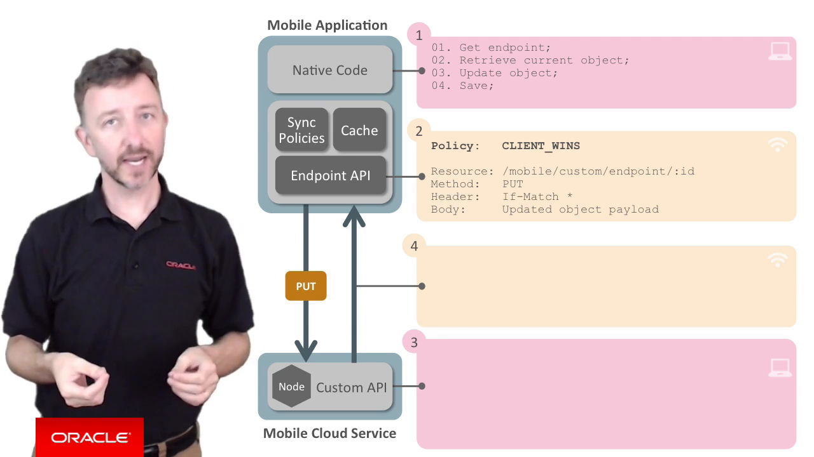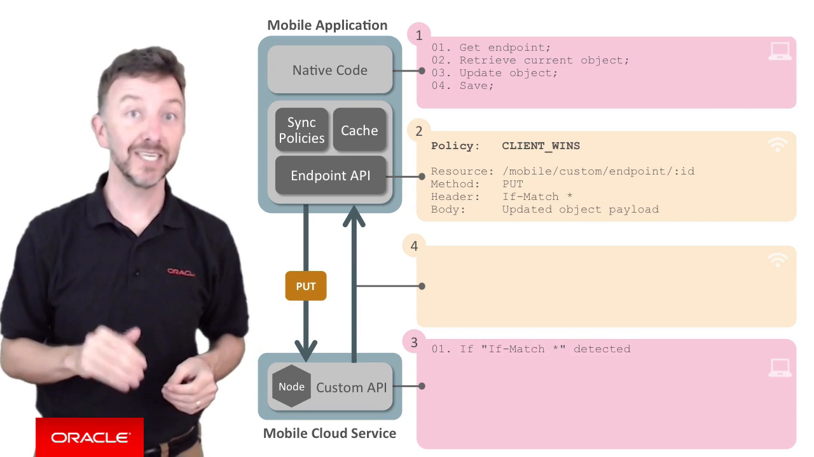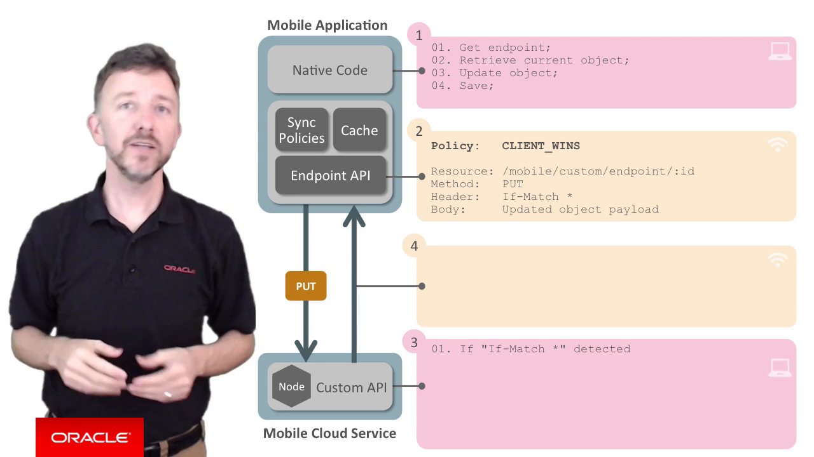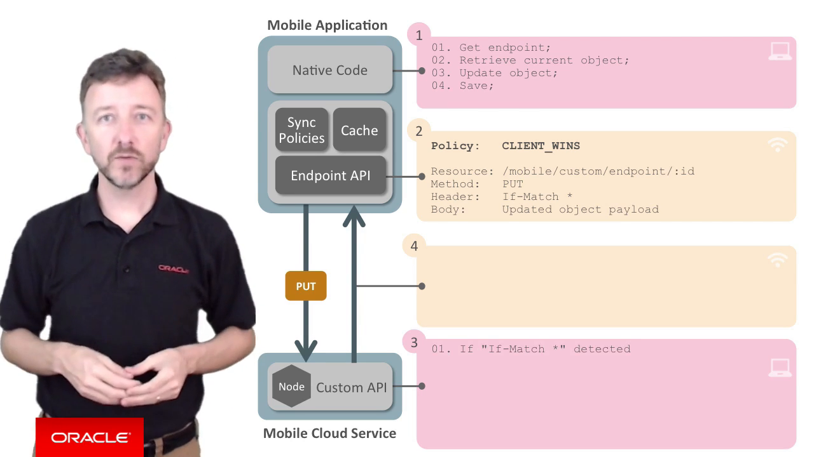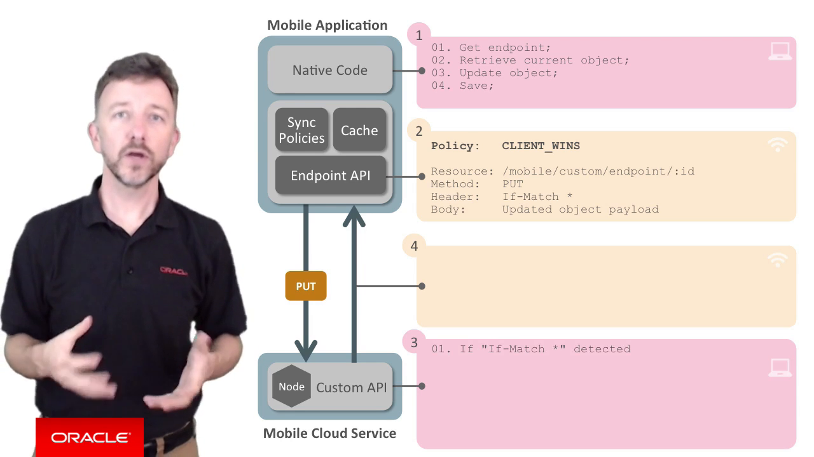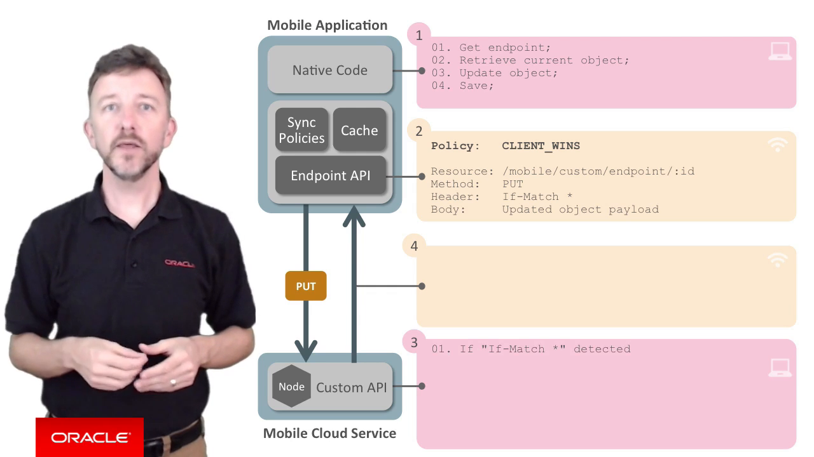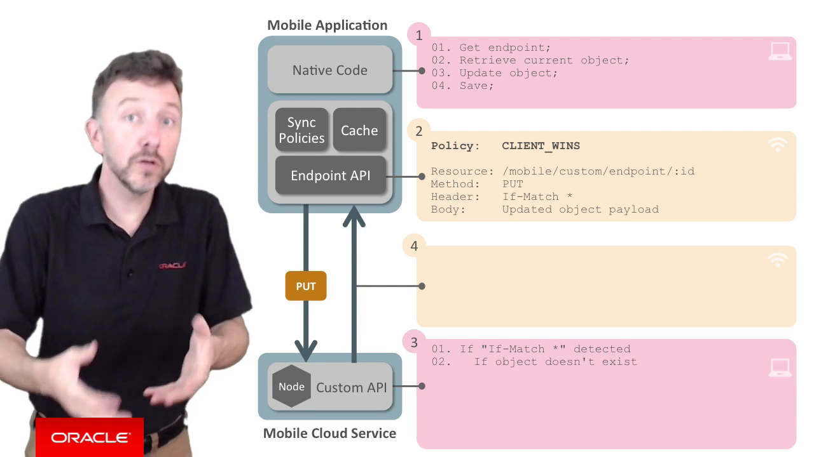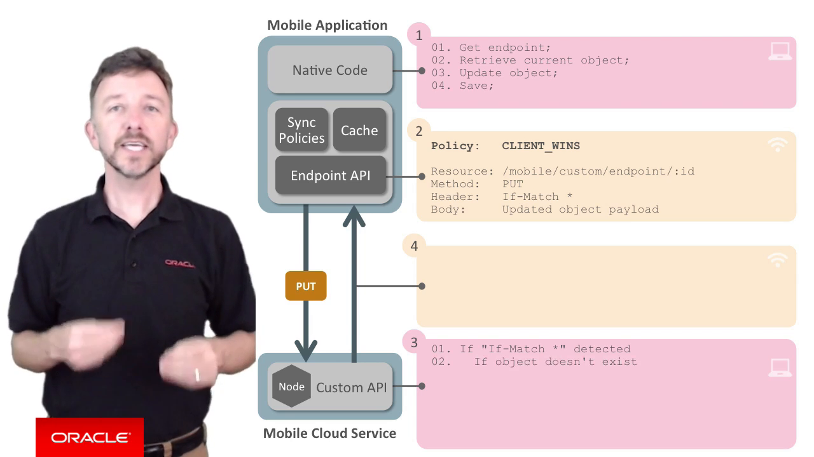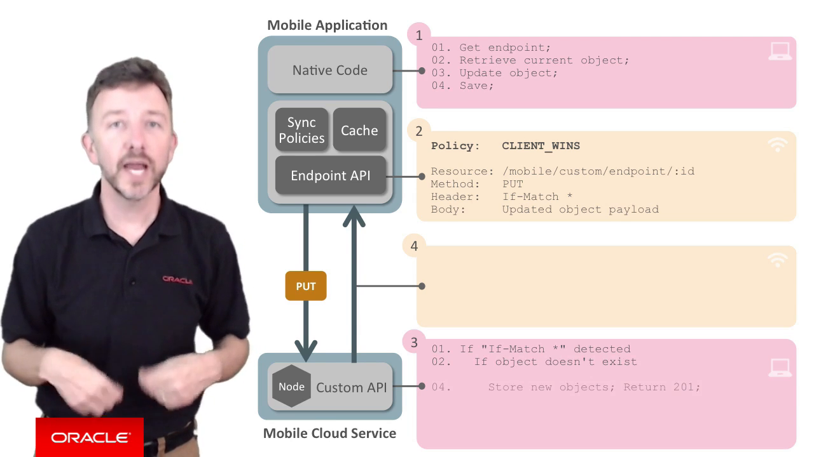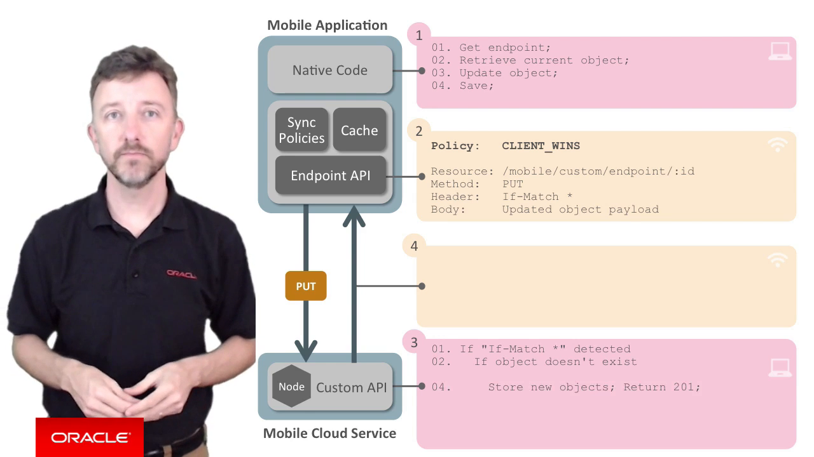From here, the server-side custom API developer needs to cater for this scenario by first detecting the If-Match star header and then doing the following with the received object. On receiving the updated object from the client, if the server node code discovers, when using the supplied object ID from the request URL, that the object with the same ID no longer exists on the server side, so possibly it's been deleted, then in this case the custom API should create the object that the client just gave it on the server side.